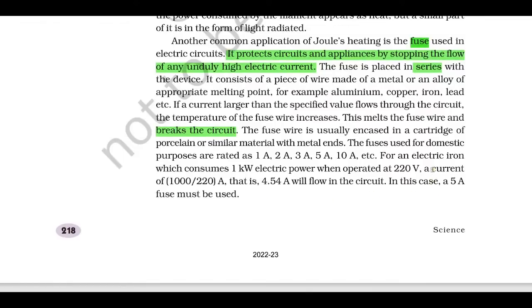So you have a question here. A circuit of 4.54 ampere will flow in the circuit. That means we should choose a fuse of 5 ampere, right?